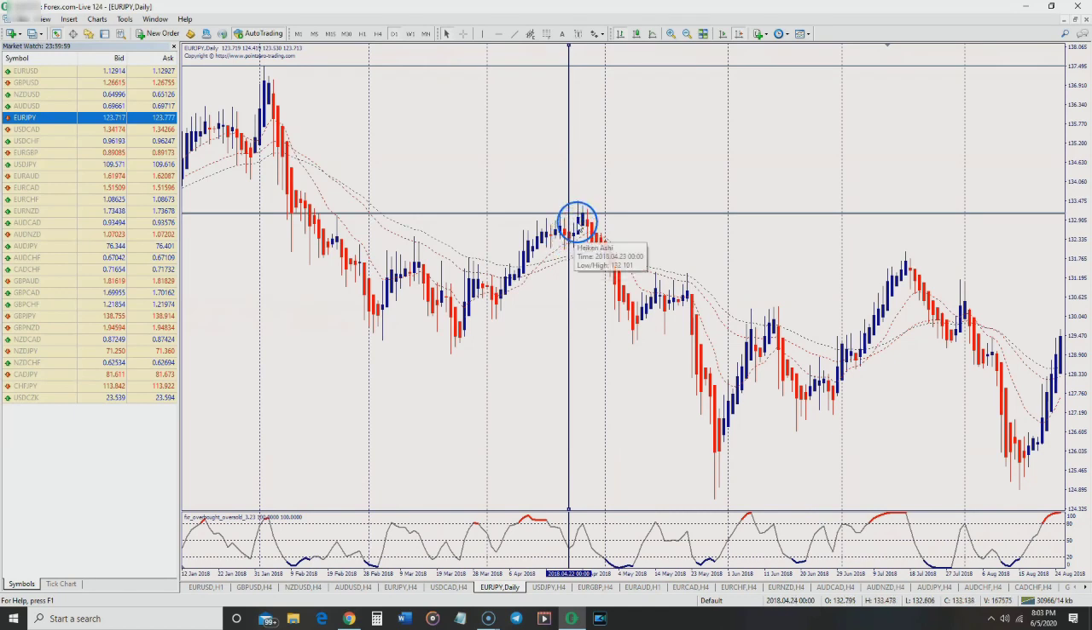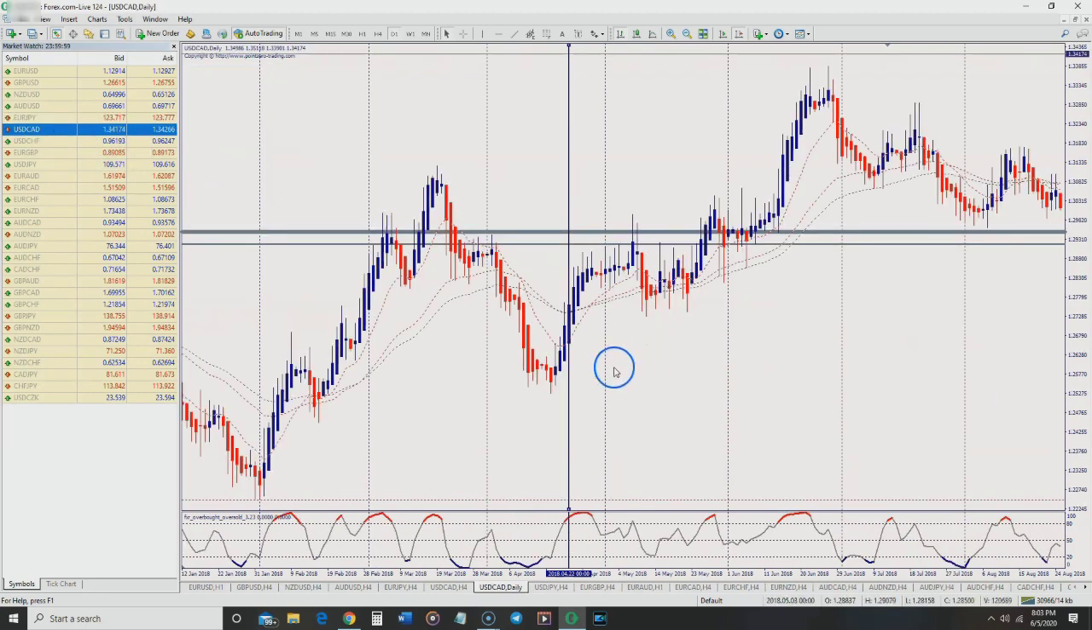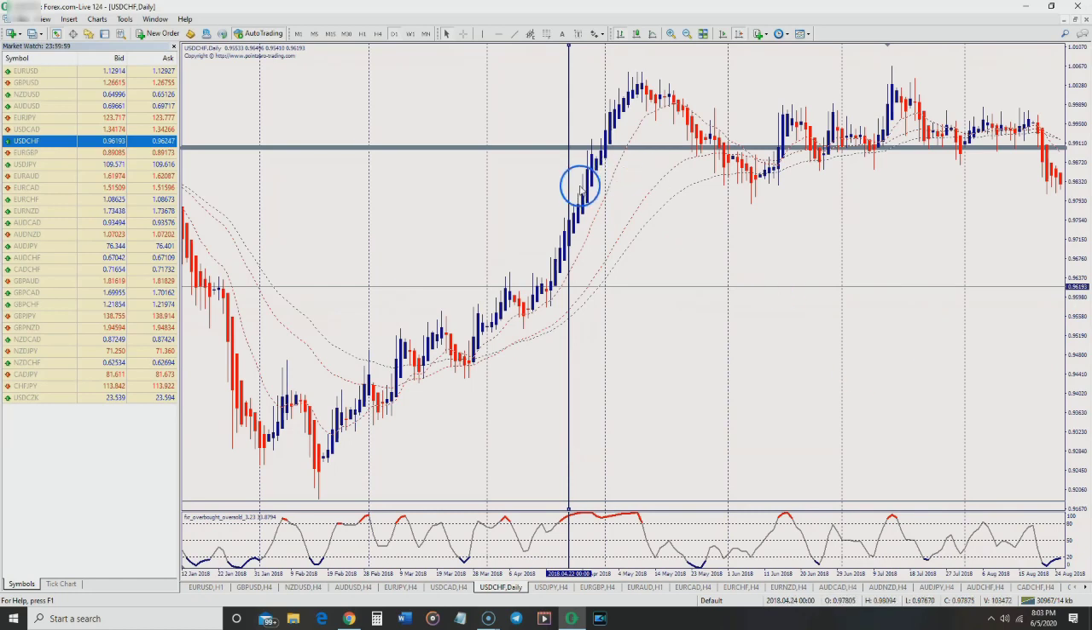Okay, so here we go. It took a few days for the Euro JPY. It still has some resistance going on, but eventually it got in line with the rest of the pairs and went short, right? So the USD CAD and the USD Swiss franc should be going the opposite direction. Buy, buy. So there it is, guys.